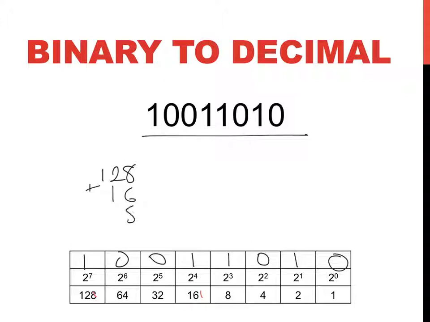I've got 16, I've got 8, and I've got 2. 2 plus 8 is 10, 18, 24. Hope that's right. Jokes, it is. 2, 2, 4, 1 is 5, and 1. So that binary is 154 in decimal.